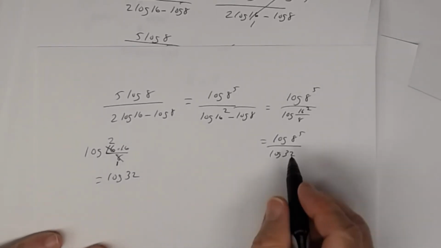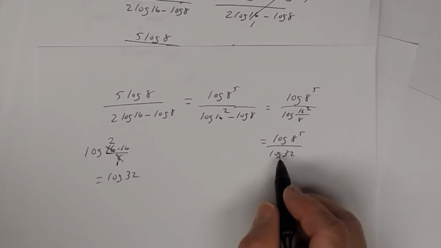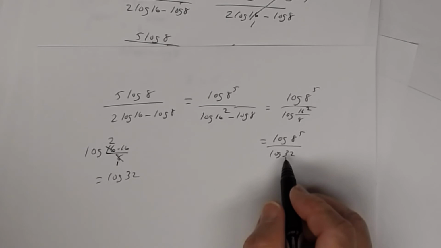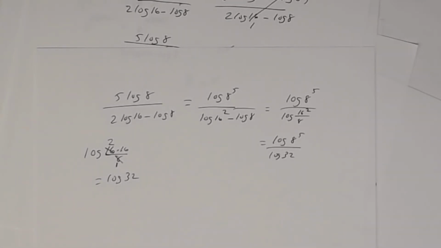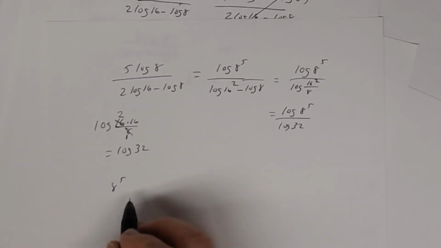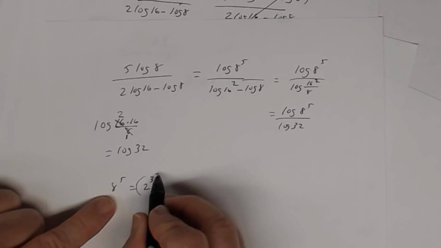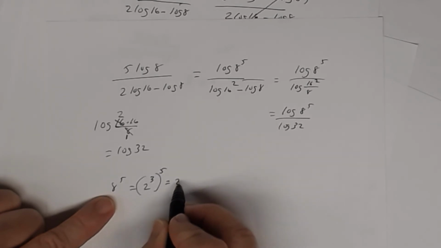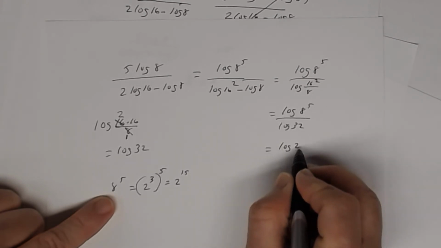All right. Now, I want you to recognize that the log of 8 to the 5th is being divided by the log of 32. Let's go ahead and think about it this way. This 8 to the 5th, I want you to think about this 8 to the 5th. That 8 I can write as 2 cubed, right? And so that's 2 cubed raised to the 5th power, which is 2 to the 15th. So my numerator then becomes the log of 2 to the 15th.